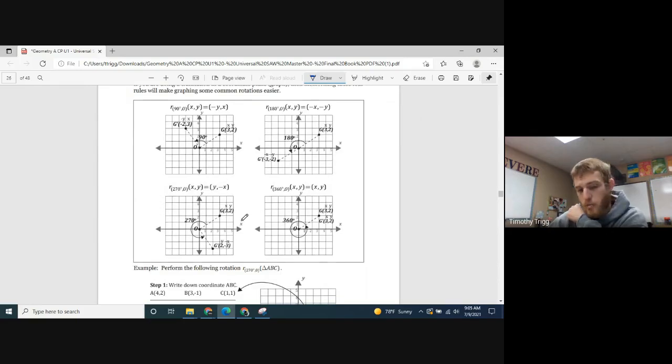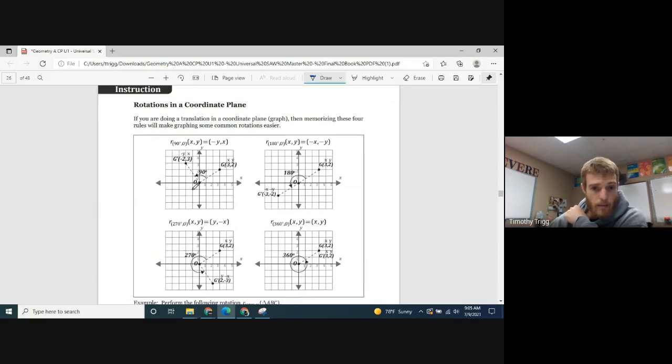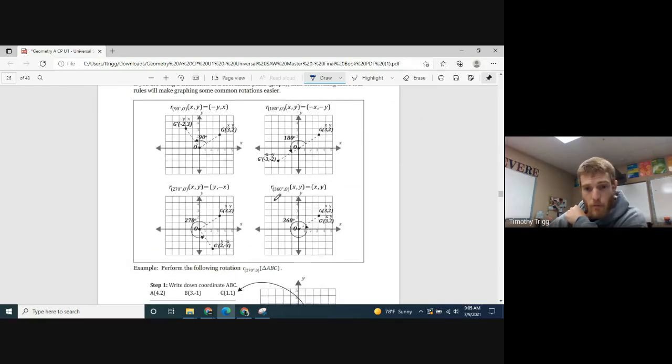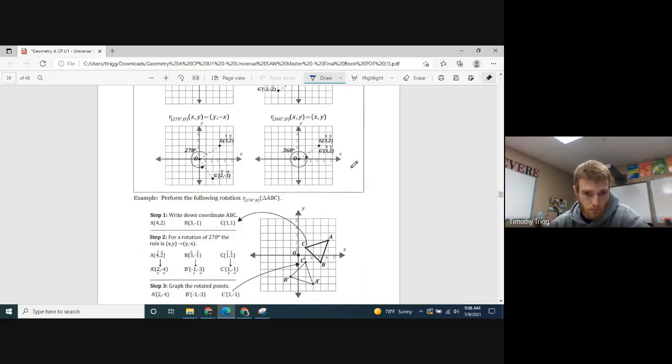Now you can memorize these rules if you want, and this easily helps you to find the correct rotations. And there's a rule for 270. For 360, that means you're going all the way around. So the coordinates don't change at all. So when you rotate 360, whatever your original coordinates were, that's what your new coordinates are because they're in the same position. Going around 360, you end up in the same position. Okay.